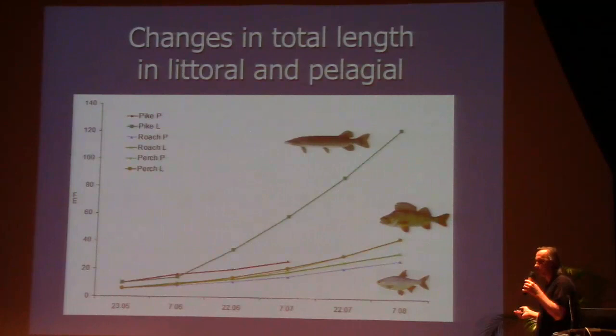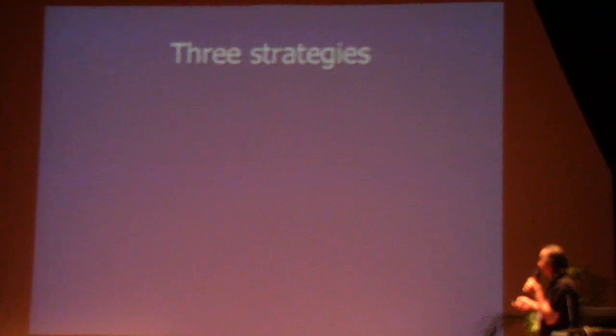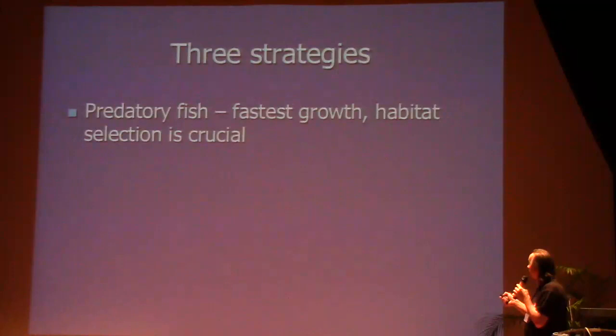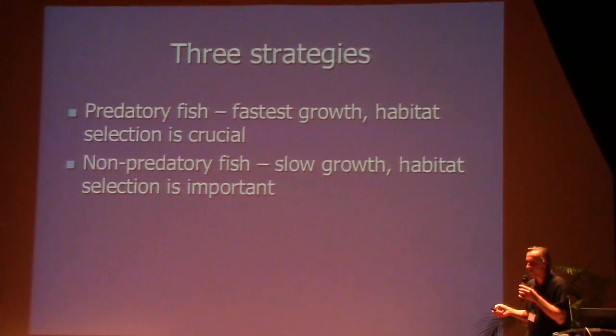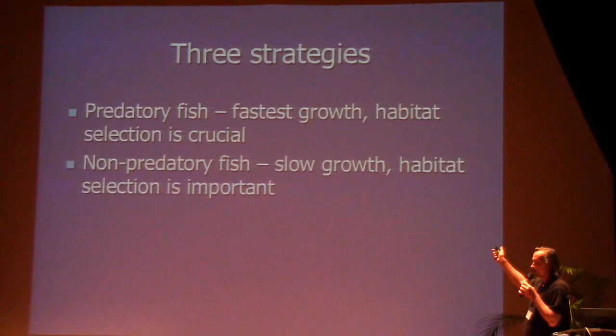So we saw here three strategies. For predatory fish, they had fastest growth and habitat selection was crucial. When they went to switch to the fish diet, they just perished. Then there was a non-predatory fish. They had slow growth and habitat selection was important. These roaches that lived amongst the vegetation were bigger and they were fatter.